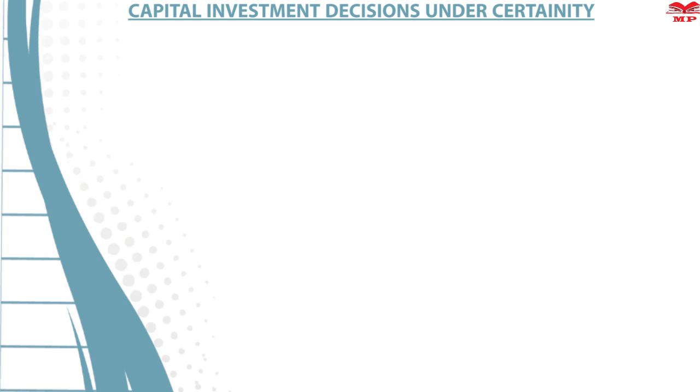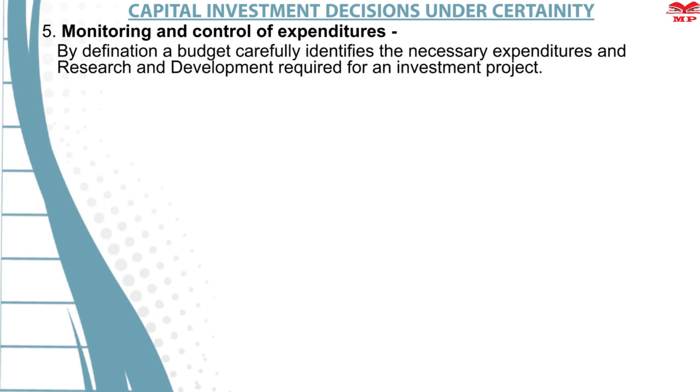Another point we can mention here is monitoring and control of expenditure. By definition, a budget carefully identifies the necessary expenditures and research and development required for an investment project. Since a good project can turn bad if expenditures aren't carefully controlled and monitored, this step is a crucial benefit of the capital budgeting process. So we have monitoring and control of expenditure.